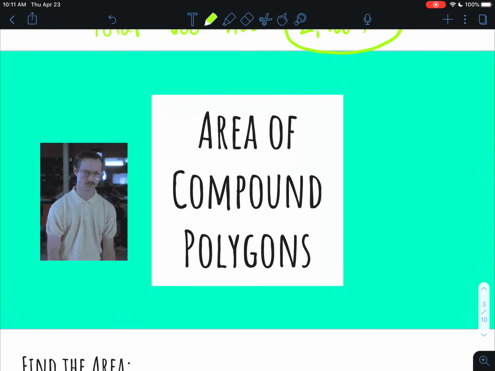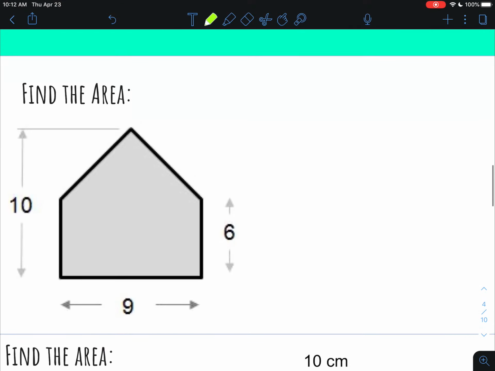Hey guys, welcome back to part 2 of area of compound polygons. It's going to be a little bit more complicated today. I'm going to throw a different shape at you besides just rectangles, but same kind of process. So just 2 examples today again.